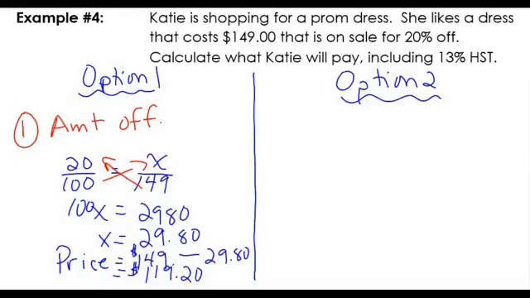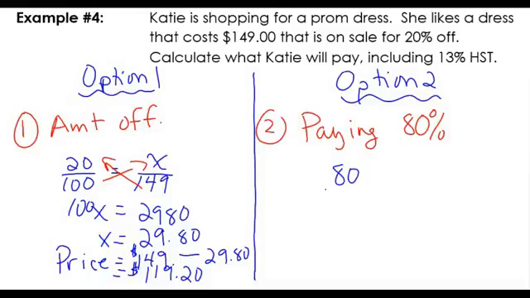Another way to do this is to think about it in terms of, well, if you're taking 20% off, how much are you paying? Well, you're paying 80% of the cost, right? 100 minus 20% is 80%. So you may find that easier, but it's really your choice. But it does save time. So I'm only paying 80 out of 100, okay? Or Katie is only paying 80 out of 100. So what is that amount if the actual full price cost is $149?